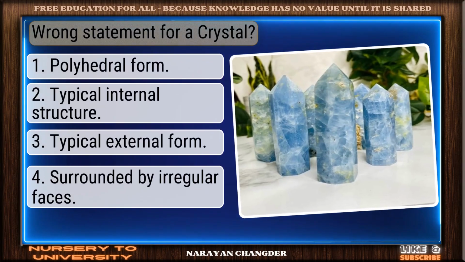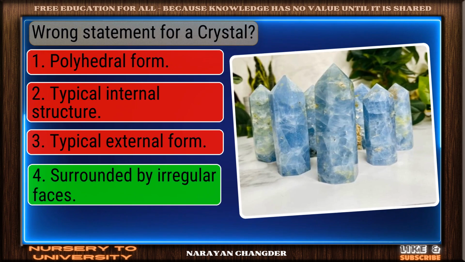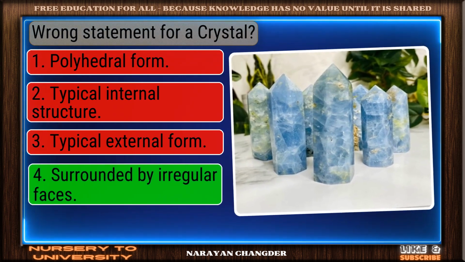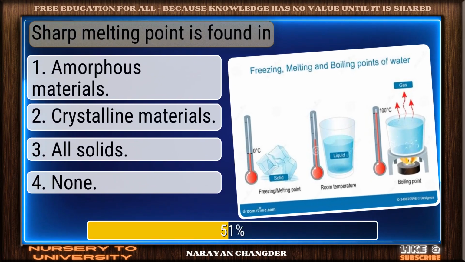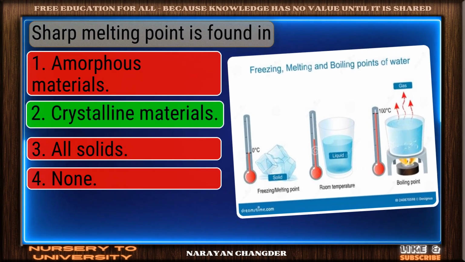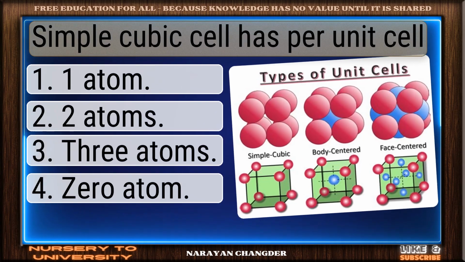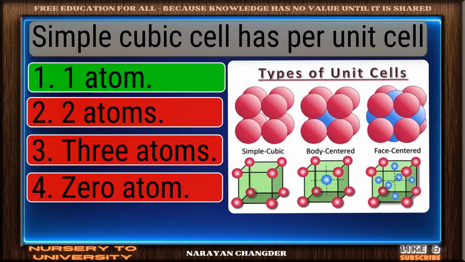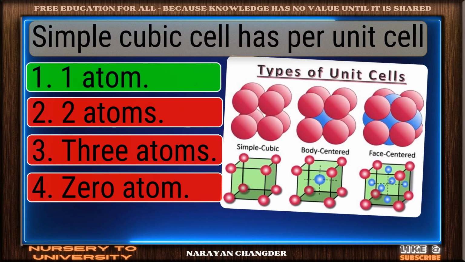Wrong statement for a crystal. Correct response. Surrounded by irregular faces is the most accurate answer. Sharp melting point is found in. Bravo! Crystalline materials is the answer. Simple cubic cell has per unit cell. Correct. One atom is the right answer.